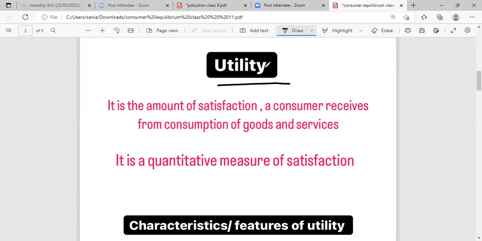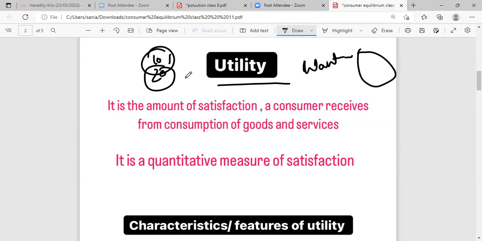Right. So for example, you are eating chocolate. You want to eat chocolate, and now you are eating it. That is giving you satisfaction, right? But if you measure it in terms of numbers, that this is giving me 10 utility, 20 utility, right? Satisfaction itself you cannot measure, how much satisfaction you are getting. But when you measure it, it is the utility. So utility is satisfaction. It is the amount of satisfaction a consumer receives from consumption of goods and services.